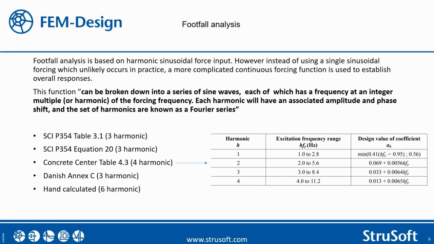In FEM-Design, there are different options to set the required Fourier coefficients. There are different number of harmonics for different options. For example, according to the Concrete Center table, we have total 4 harmonics. The user can also manually apply up to 6 arbitrary Fourier coefficients. As you see, each harmonic has its own design value of coefficient, if you see the column to the right.